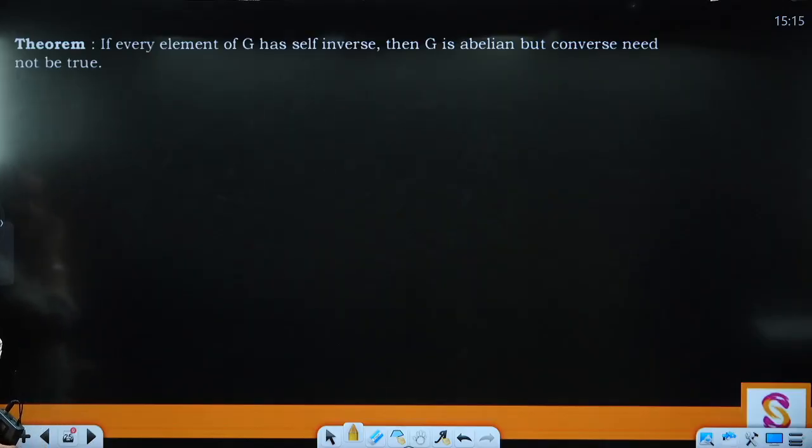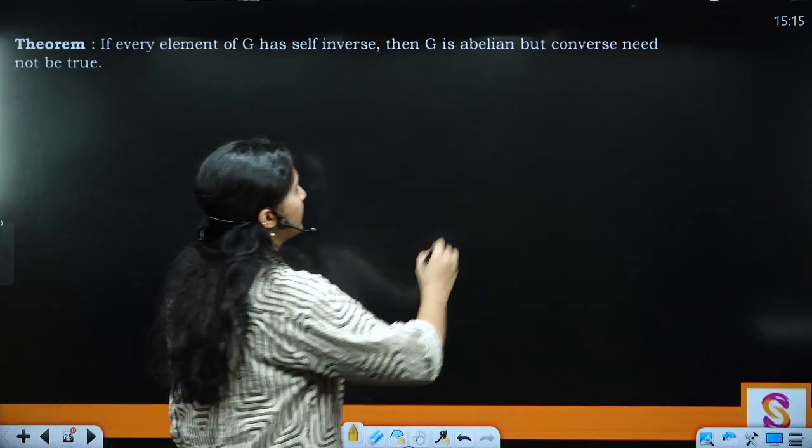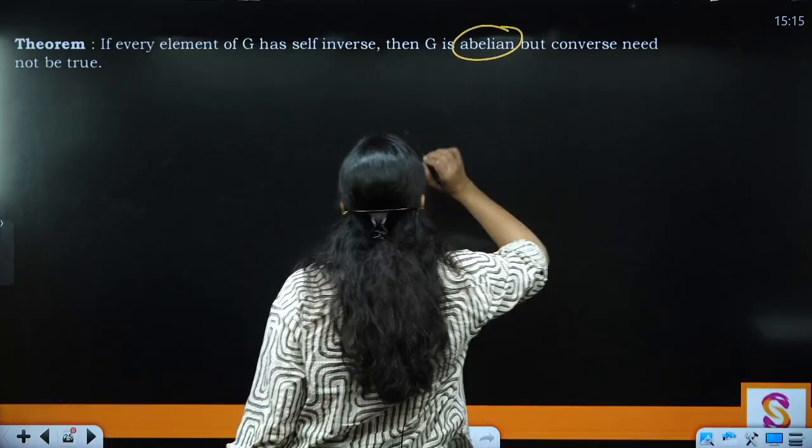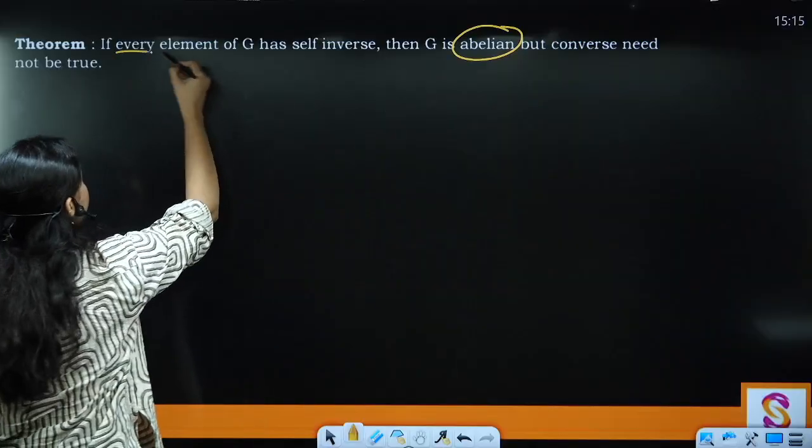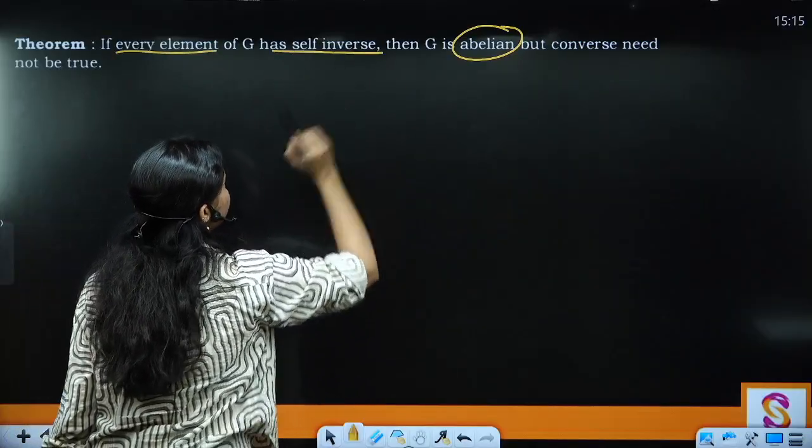we have a theorem that says if every element of G has a self inverse, then G is abelian, but the converse need not be true. Now we have a condition here that G is going to be abelian if every element of G has a self inverse.